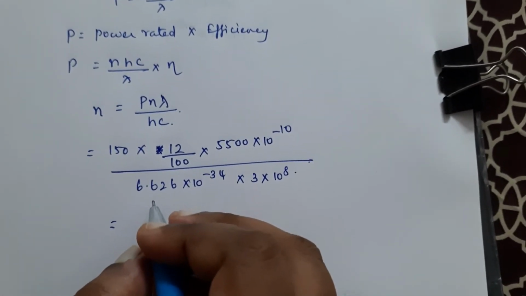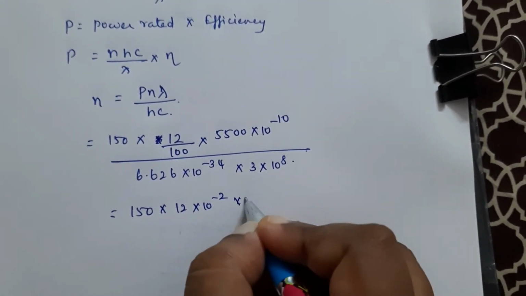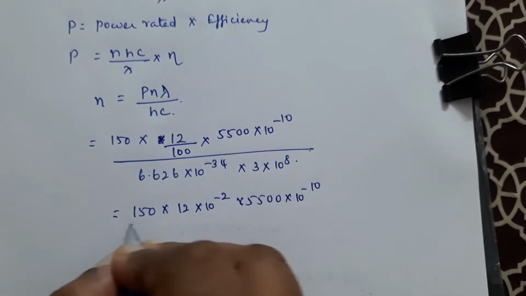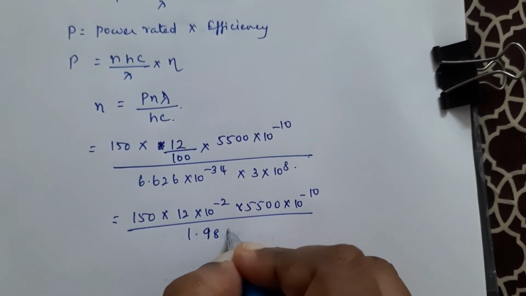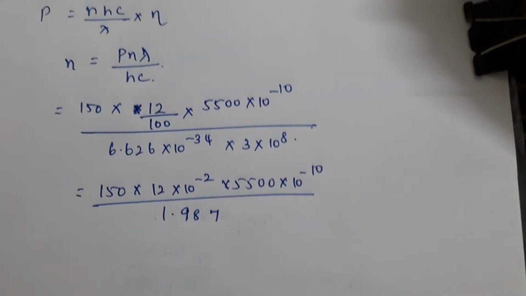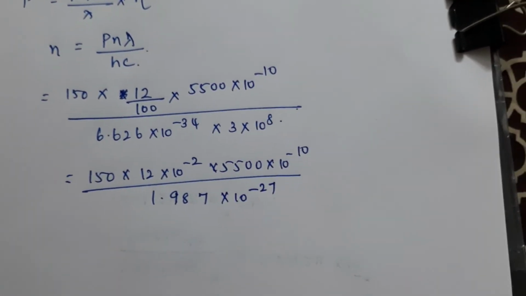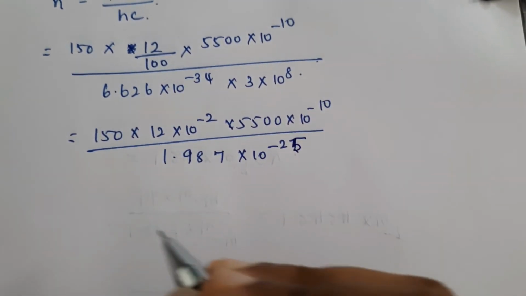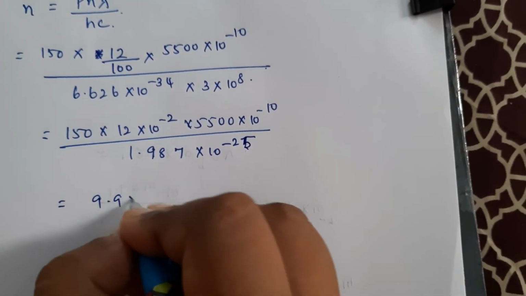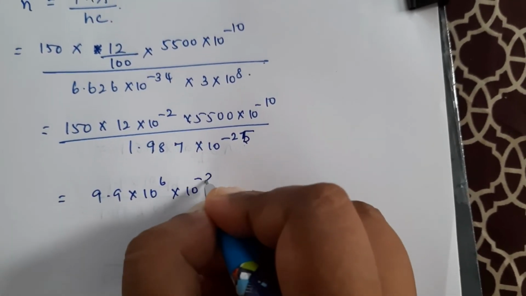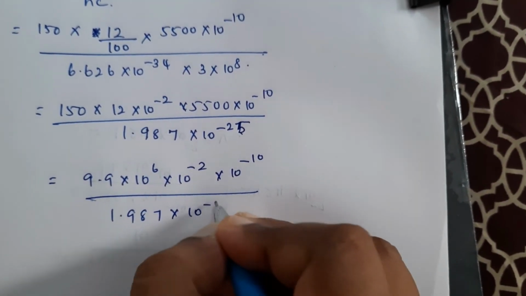So you will be getting it here 150 into 12 into 10 raised to minus 2 into 5500 into 10 raised to minus 10 divided by 1.987 into 10 raised to minus 25. If you multiply all these things, you will be getting it as 9.9 into 10 raised to 6 into 10 raised to minus 2 into 10 raised to minus 10 divided by 1.987 into 10 raised to minus 25.